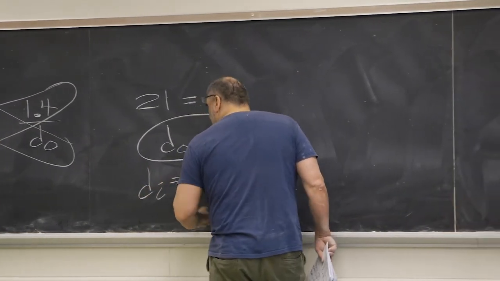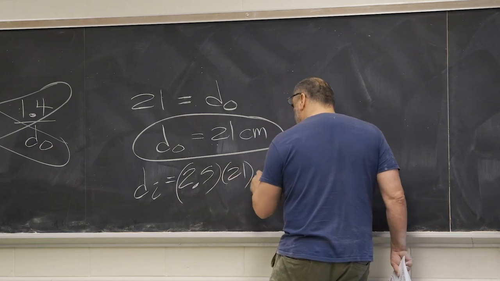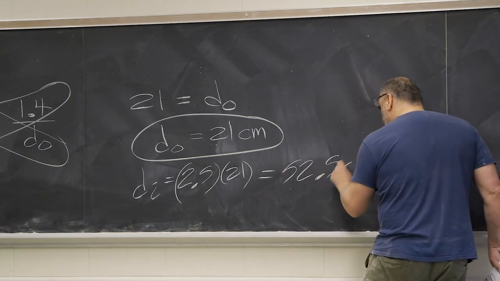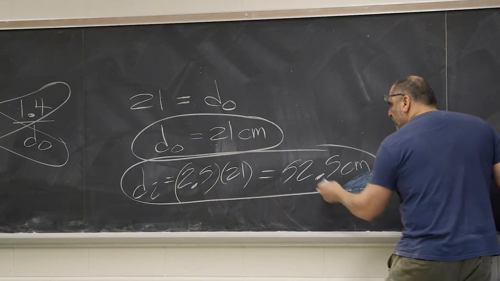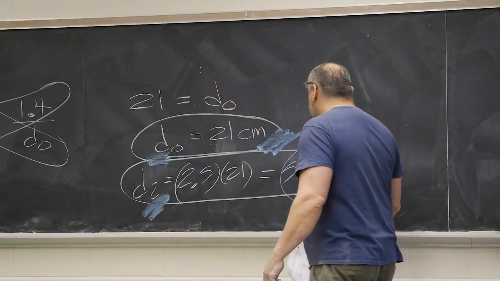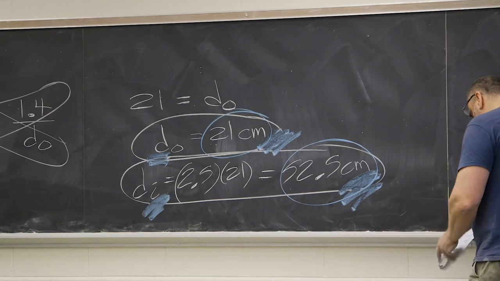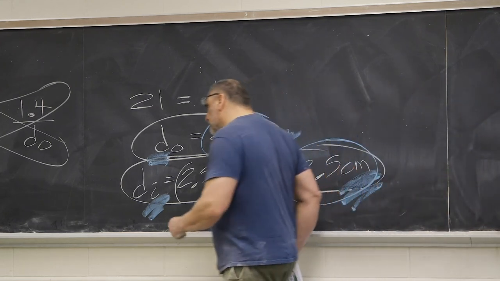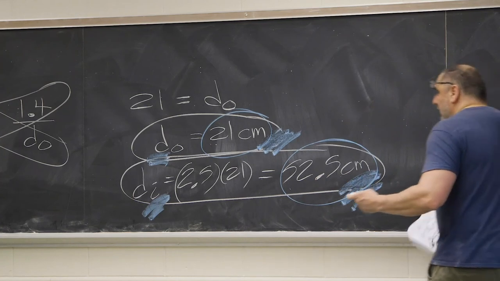DI is equal to 2.5 times DO. Right? And that is 52.5. DO for you, DO is 21 centimeters. DI is 52.5 centimeters. Let's make sure I did this right, guys. Yeah, it's 52.5 centimeters. Okay, so far so good. And that's A. I mean, in a nutshell, that's A.